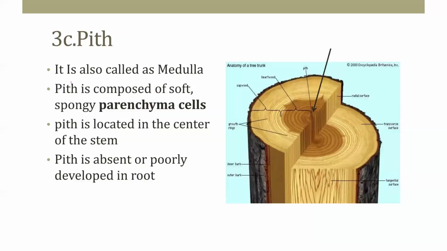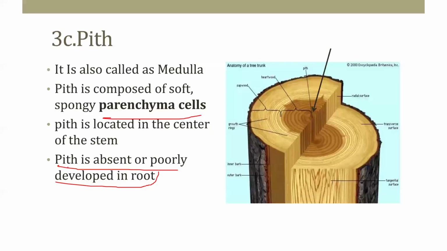Another one is the pith. It is also called the medulla. It is composed of soft, spongy parenchymatous cells. The pith or medulla is made up of parenchymatous cells and is located in the center of the stem. It is absent or poorly developed in the root. Generally the medulla is absent in the root.